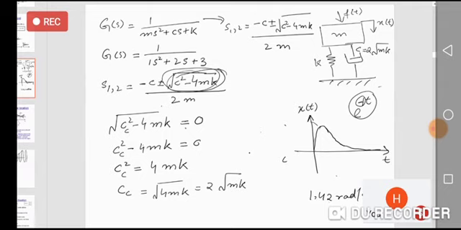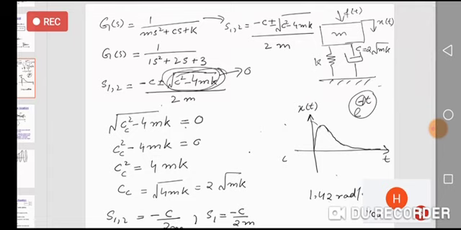Only there is decay. Why? The reason for that is because when this term becomes equal to 0, what you will get is S1,2 equal to minus C over 2m. So that means you will have two roots. S1 is equal to minus C over 2m and S2 is equal to minus C over 2m. Okay? That means that you will have two identical roots. Both roots are identical, both roots have the same value.